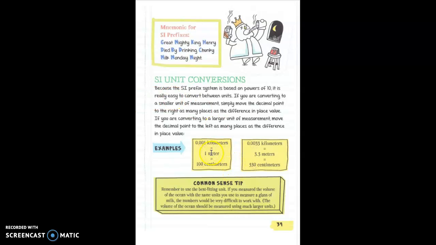So for example, the base unit is 1 meter, and then we would have 0.001 kilometers or 100 centimeters. Same thing over here. Up here at the top, it has a mnemonic for SI prefixes. Great mighty King Henry died by drinking chunky milk Monday night. And that goes through all of them. The mnemonic that we learned in the video yesterday was a little bit different.